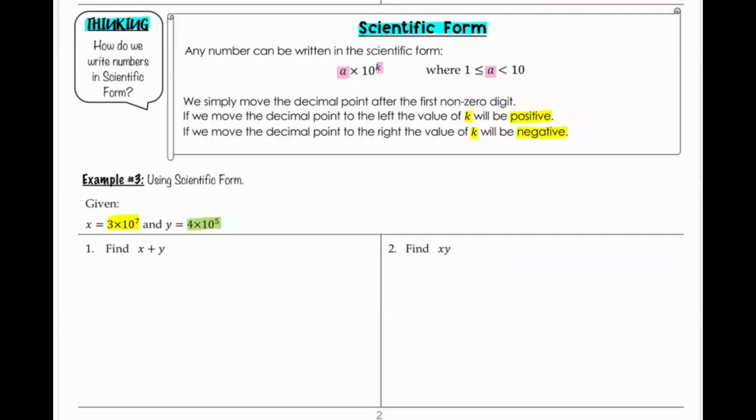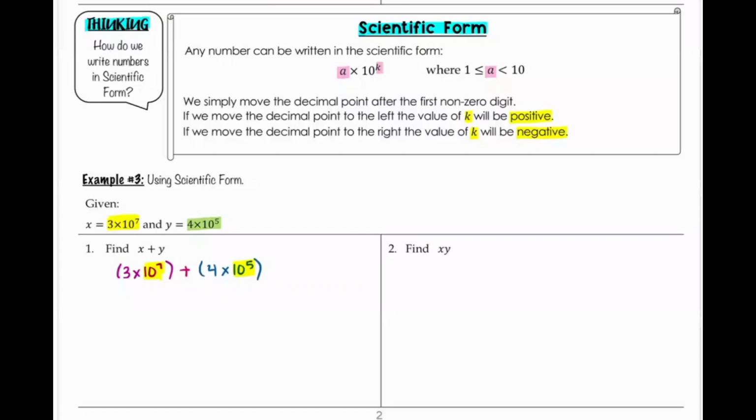Number 1 wants us to find the addition of x and y. So using these scientific form to evaluate. So let me just write what x is, and we are adding these two things, and I'm going to include my y. Now, whenever we are adding anything, right, we always want like terms. Now here, our terms would be that 10 to the exponent. But as I can see, these are not like terms.